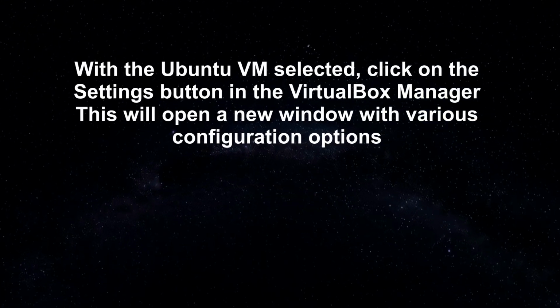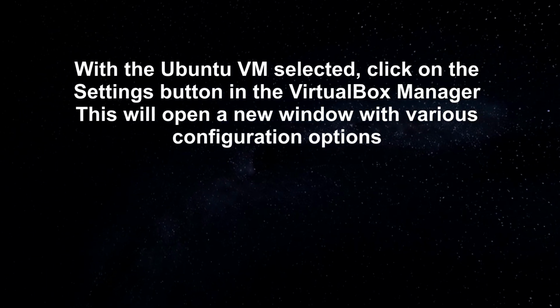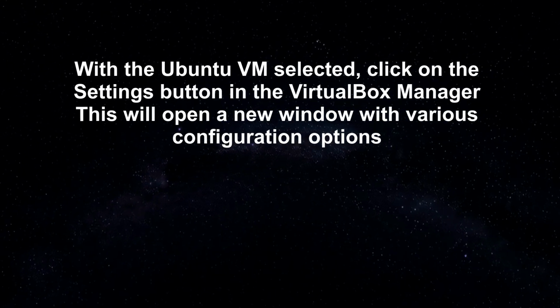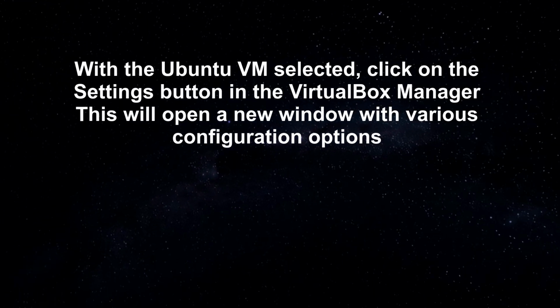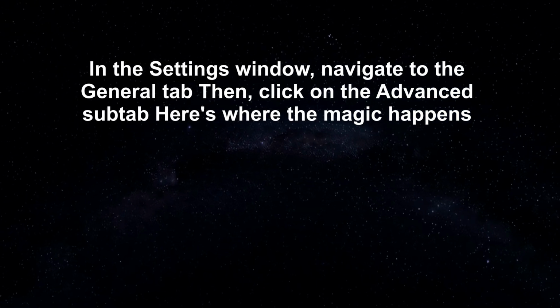With the Ubuntu VM selected, click on the Settings button in the VirtualBox Manager. This will open a new window with various configuration options. In the Settings window, navigate to the General tab, then click on the Advanced subtab.